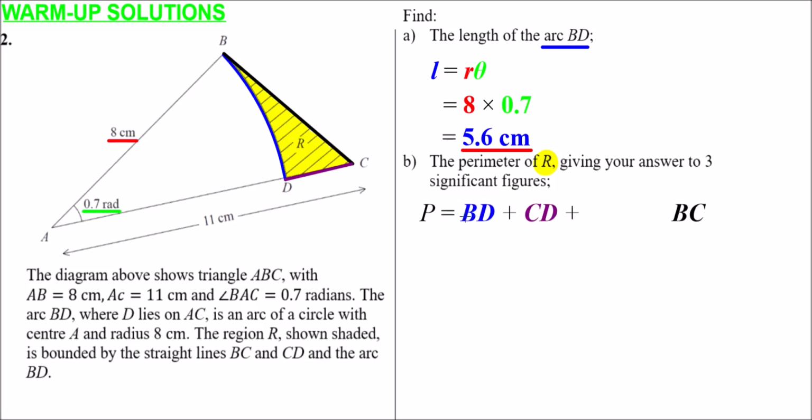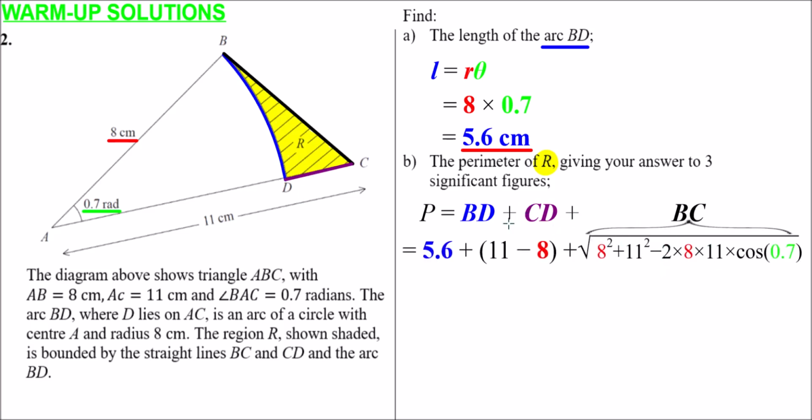If I write it in the order BD plus CD plus BC, I can now populate what we've got. So BD will just be 5.6. From C to D will be 3, because that's 11 minus 8. And then BC, I'll explain as I show it. So BD is 5.6, CD is just 3, which we get from doing 11 minus 8. That just becomes 3, of course.